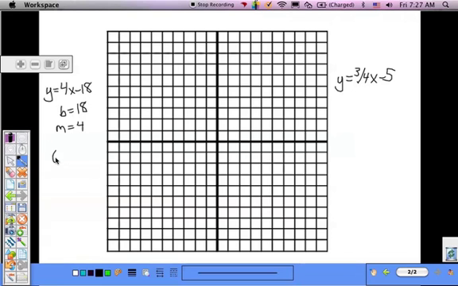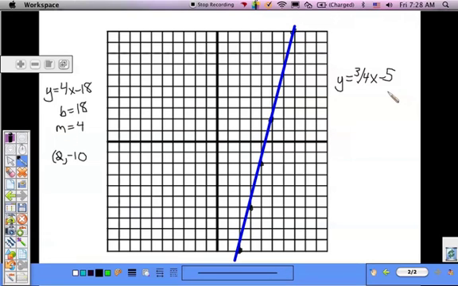Let's say when x is 2. When x is 2, if we plug that in, 4 times 2 is 8, minus 18 is negative 10. This point definitely fits on our graph. So we can plot that point, 2, negative 10, and from this point we can use our slope of 4. Rise 4, go over 1, rise 4, go over 1, and I tend to place these all across the graph, and then we can connect these, and here's our first line.